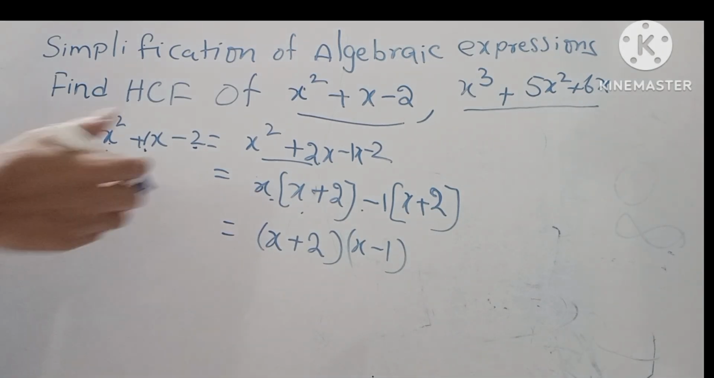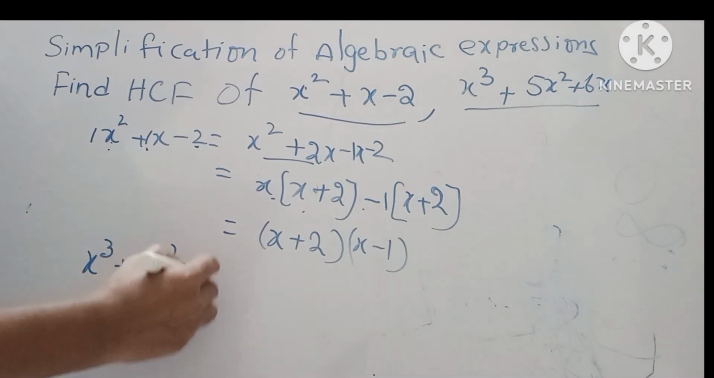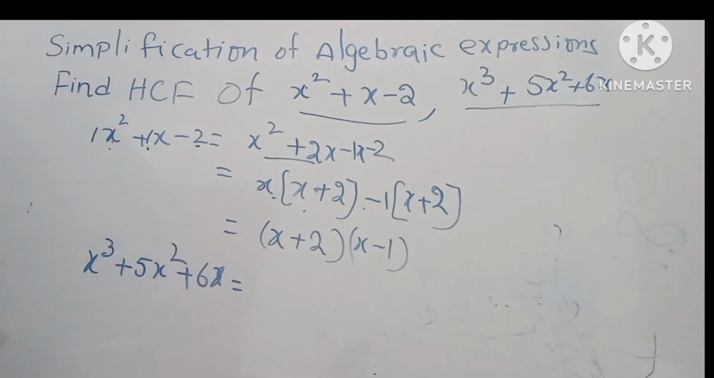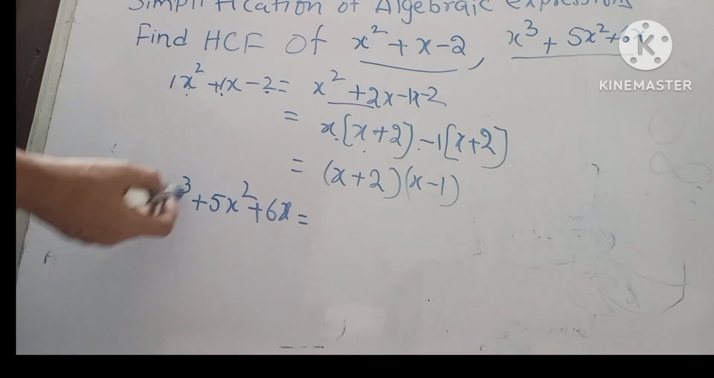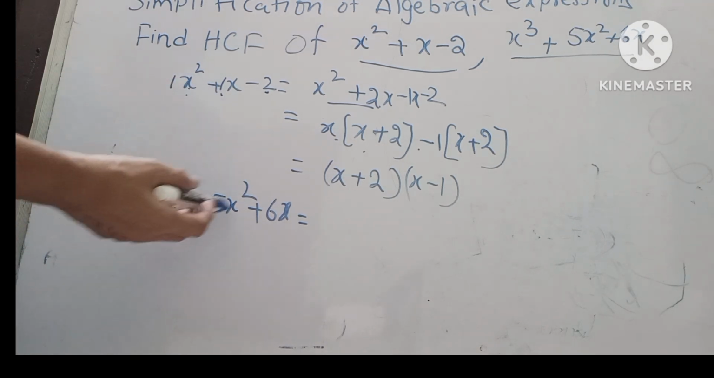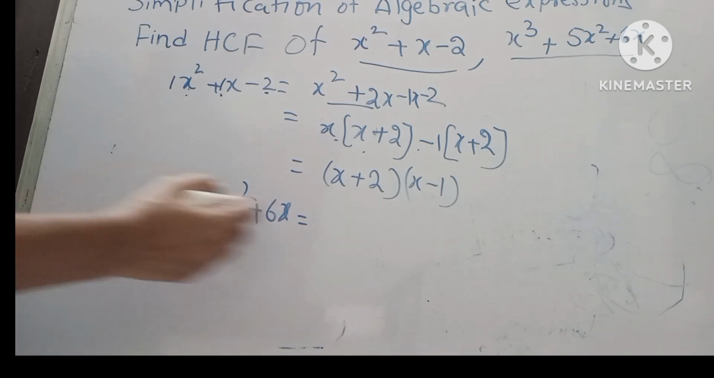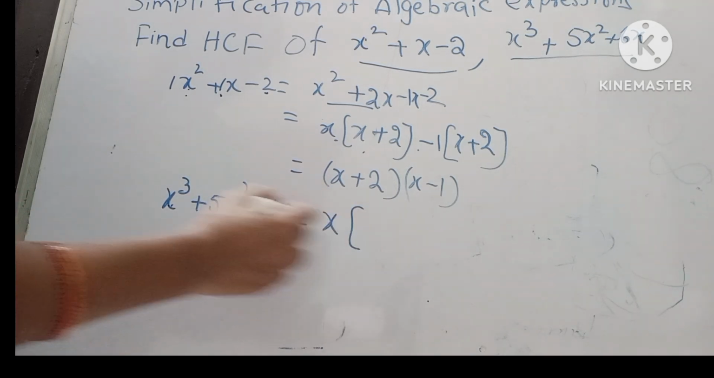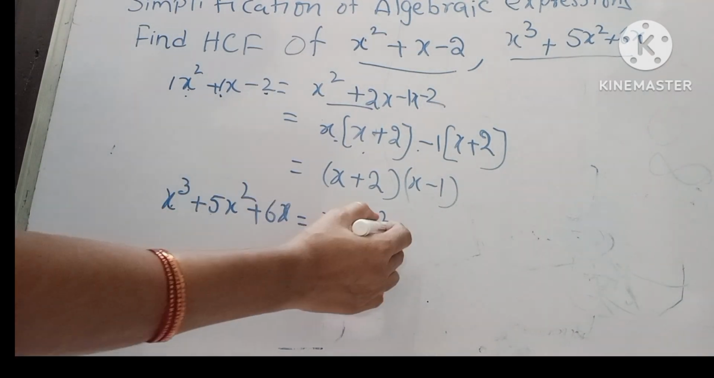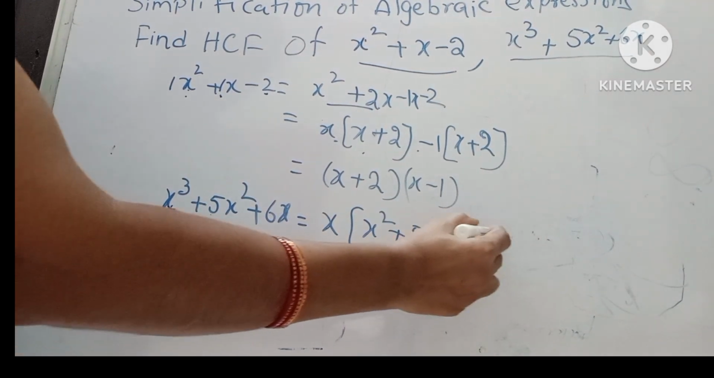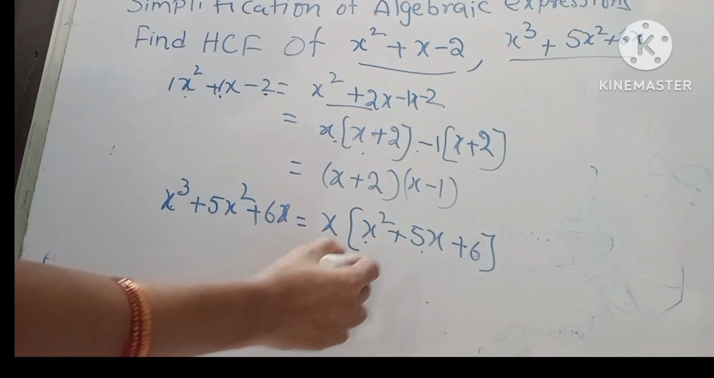Factorize the second expression, which is x cubed plus 5x square plus 6x. ఇక్కడ cube term ఉంది కదా, this is not in the form of ax square plus bx plus c. x extra ఉంది కాబట్టి, first pick out the common x. Both the terms have x common, so x common is x into x square plus 5x plus 6. Now we can factorize. This is in the form of ax square plus bx plus c. So write x as it is and factorize.